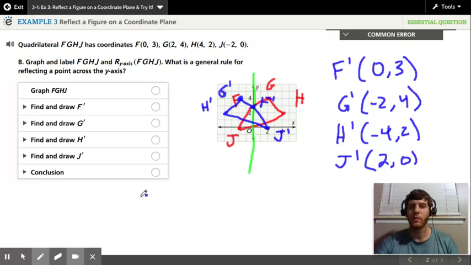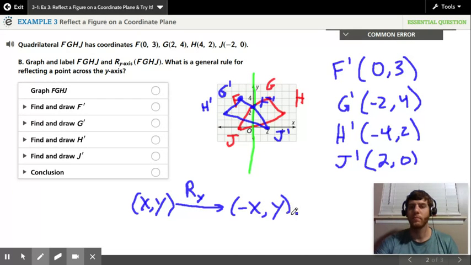So the rule we have here is that (x, y), when you reflect over the y-axis, so that's what this stands for. R stands for reflection, and the y is the subscript, so we're reflecting over the y-axis. We're going to have to change the sign on the x value, and the y value is going to stay the same. And that would be our general rule for reflecting across the y-axis.